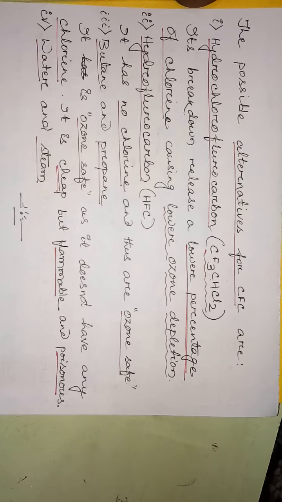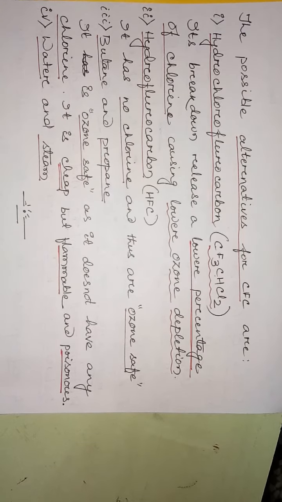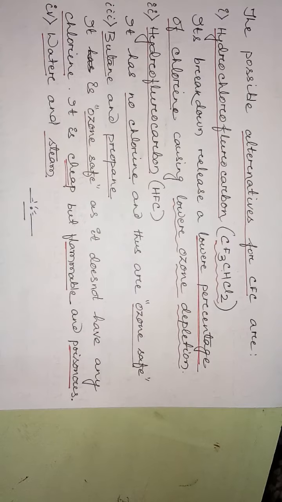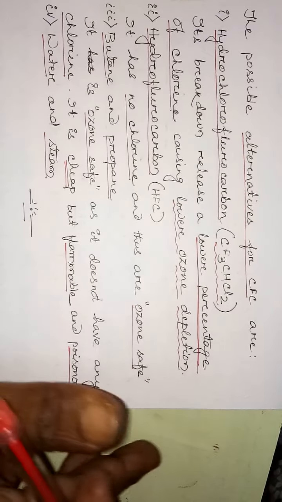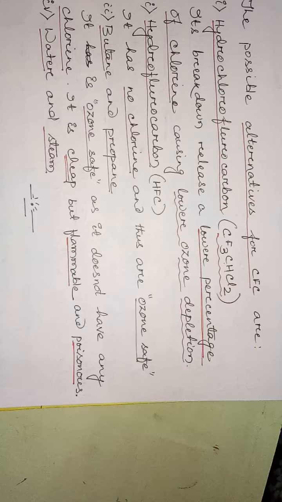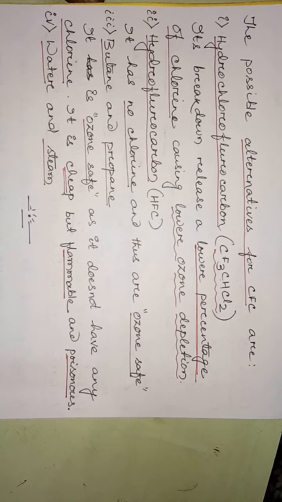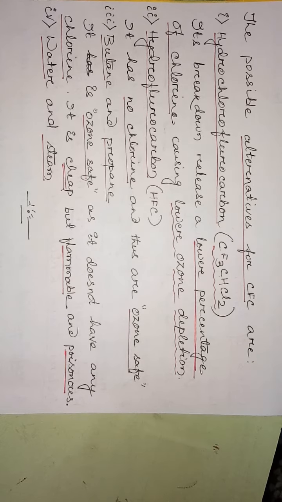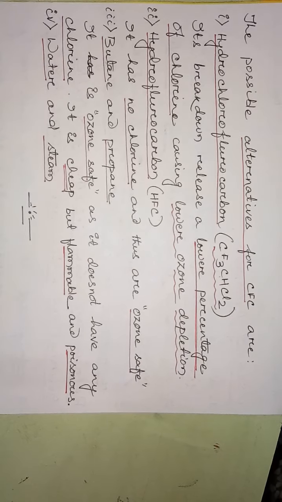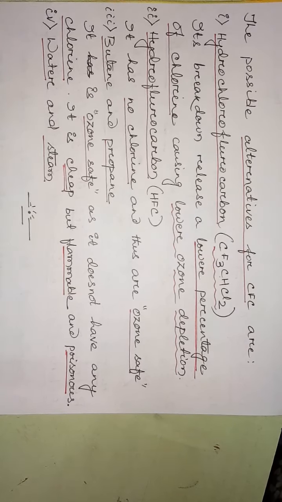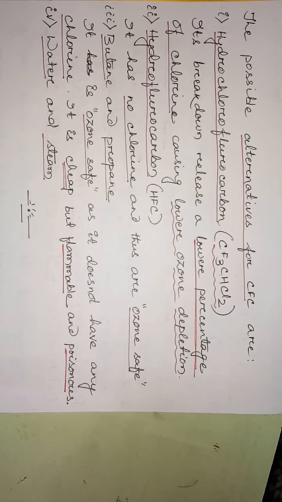So what are the possible alternatives? Because we are facing so many problems, the depletion of the ozone layer, due to which ultraviolet rays and infrared rays enter through the cracks of the ozone layer and reach the earth's surface, causing various problems. So the possible alternatives to overcome this CFC are as follows.